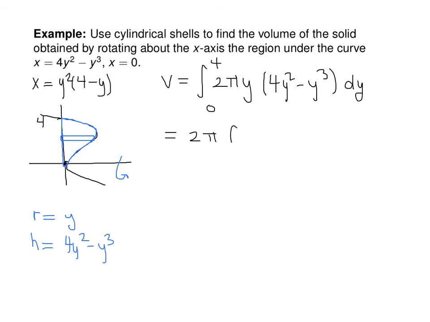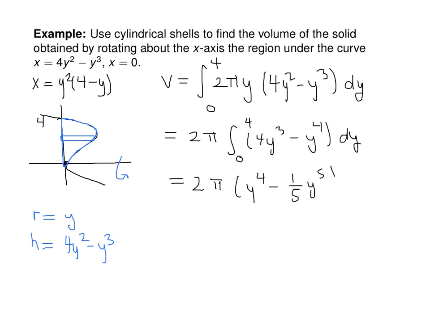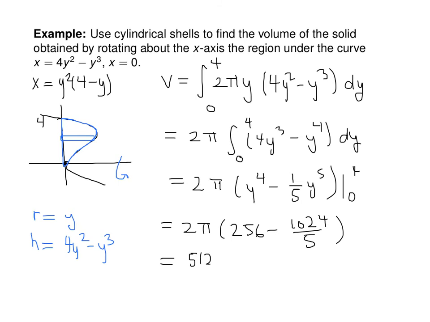So 2 pi integral 0 to 4, 4y cubed minus y to the 4th dy. Anti-differentiate. That's y to the 4th minus 1/5 y to the 5th, from 0 to 4, which gives you 2 pi times (256 minus 1024/5), and in the end we get 512 pi over 5.